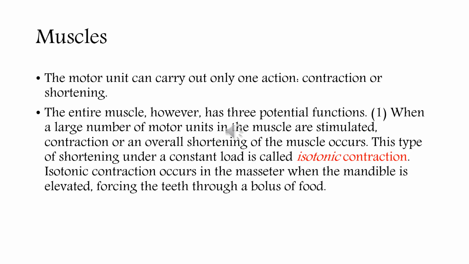And this type of contraction occurs in the masseter muscle when the mandible is elevated, forcing the teeth through a bolus of food. So when we chew and we are trying to close our mouth, the masseter has to contract and get shorter so the mandible can elevate. Okay, now this action happens when the entire muscle is shortened, and this type of contraction we call isotonic contraction.